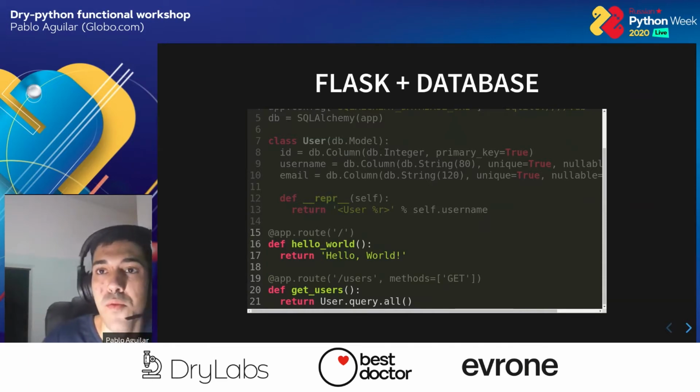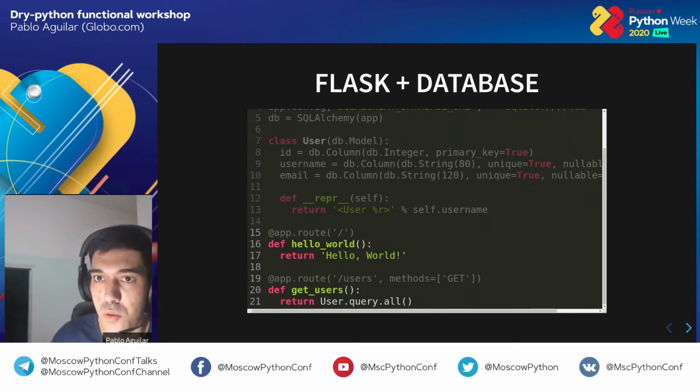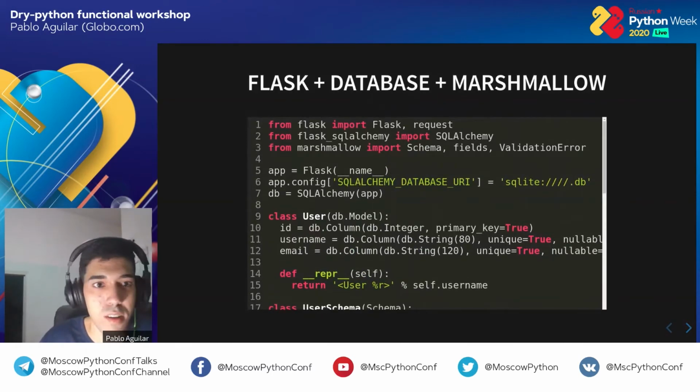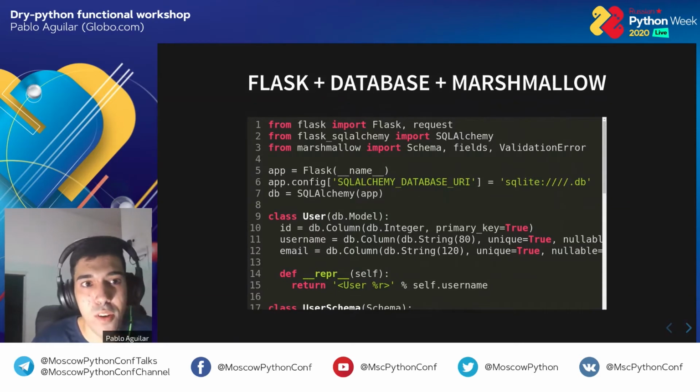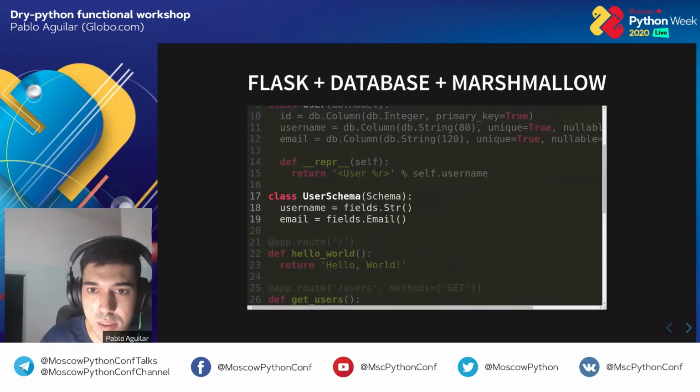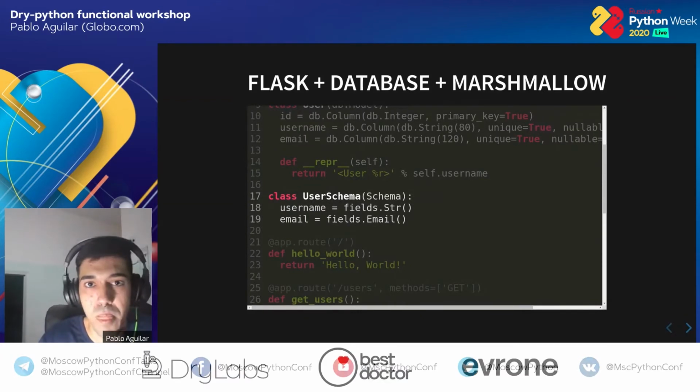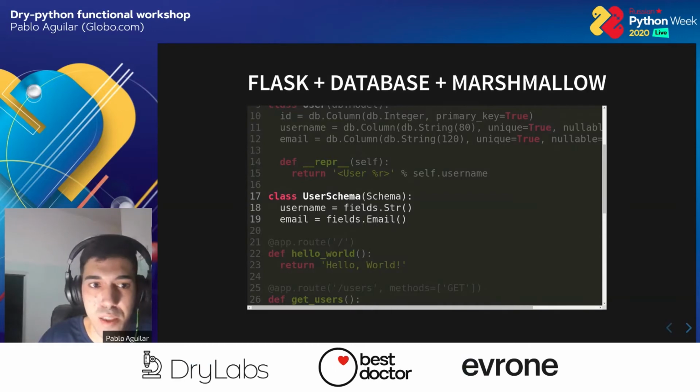But sometimes we need to validate the request incoming to our application. We can use Marshmallow. So if I introduce Marshmallow here, you have something like this. Just one more import, the Marshmallow import, and the Marshmallow schema class. So with Flask, the database and Marshmallow, we can write a route to create users.